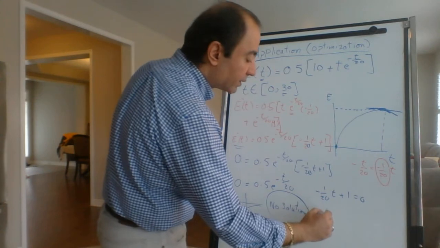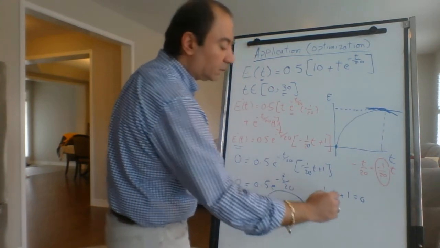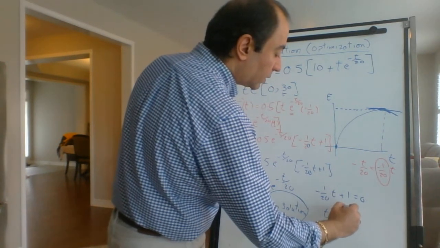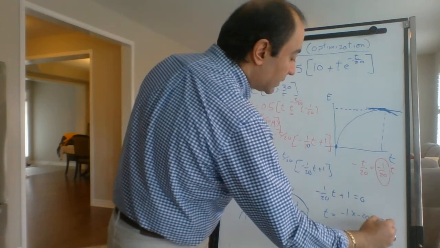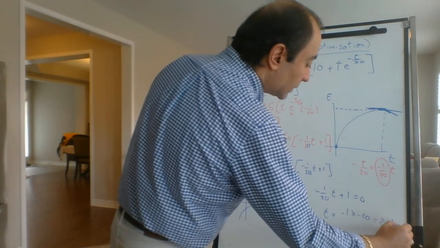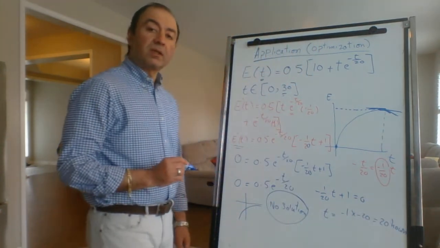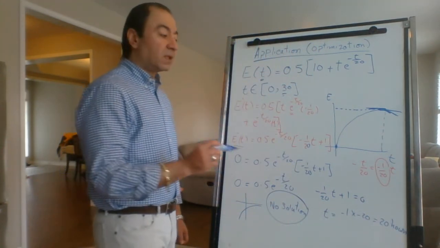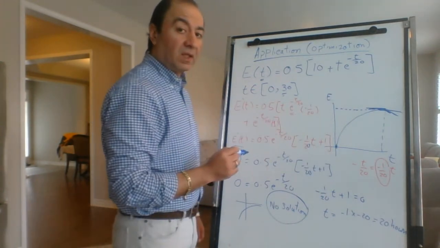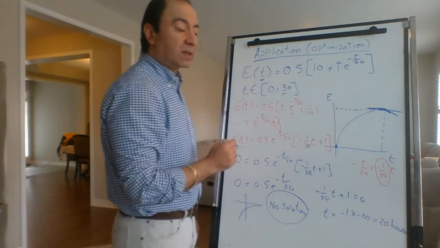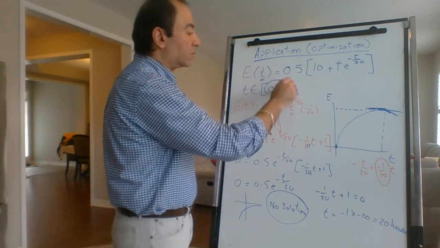And from here, t will equal, we send the negative 1 to the other side and multiply by negative 20, so 20 hours. Okay, are we done? No. Remember when we did this, we said that the maximum could be where the derivative equals 0 and at the boundaries. So those are the boundaries.